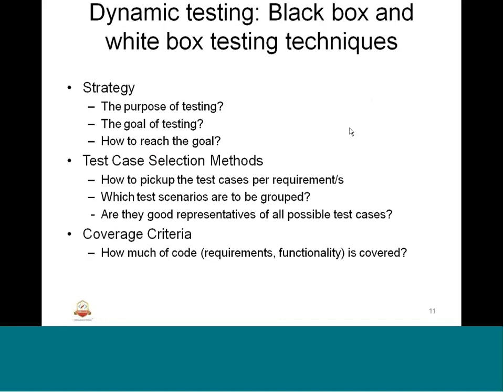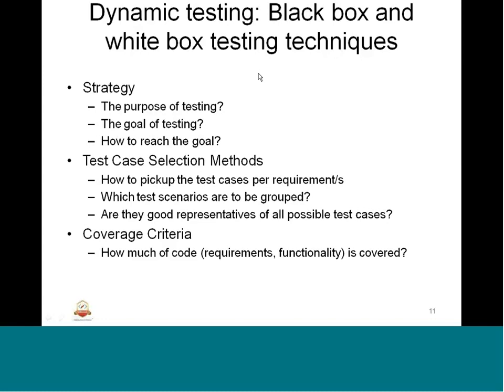Okay. Basically, for doing dynamic testing, black box or white box, whatever techniques we want to apply, we need to have these things minimally taken care of. First is the strategy that we need to have for doing the test. Next is the test case selection. That means once the strategy is in place, we need to select the test cases. How are we going to pick the test cases? How are we going to add test cases, more or fewer? Then finally we are going to have coverage. How much of the code is covered, or how much of the functionality or requirements is covered. So these three aspects have to be part of dynamic testing, which could be black box or white box.